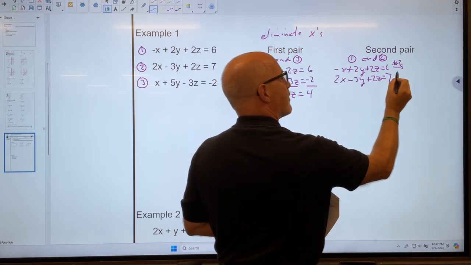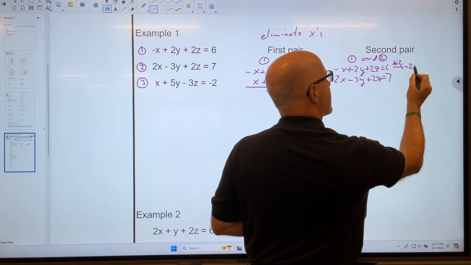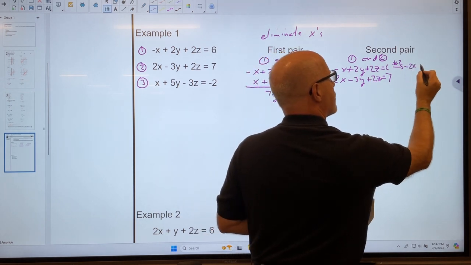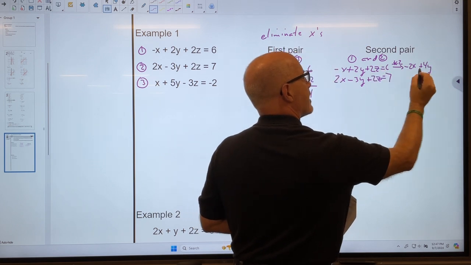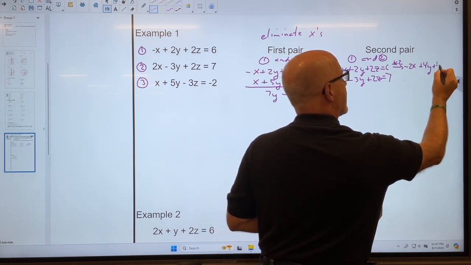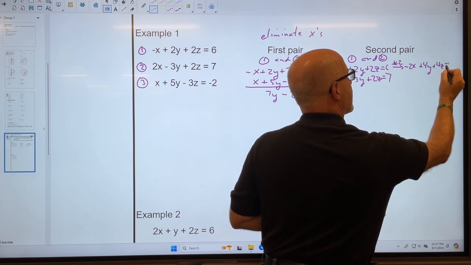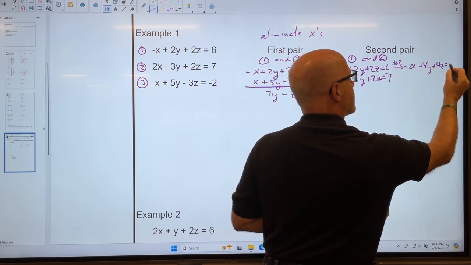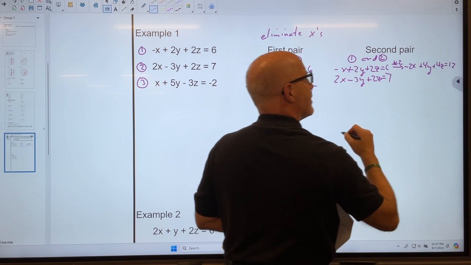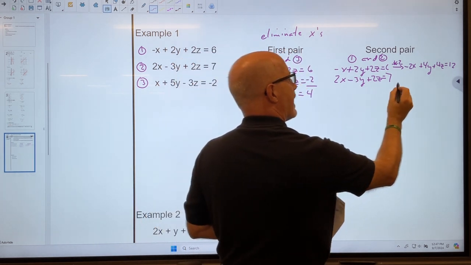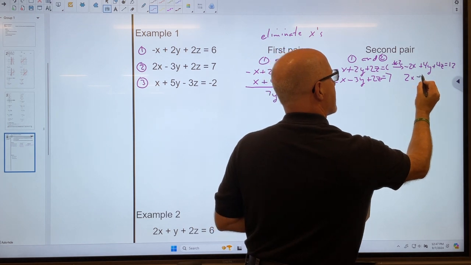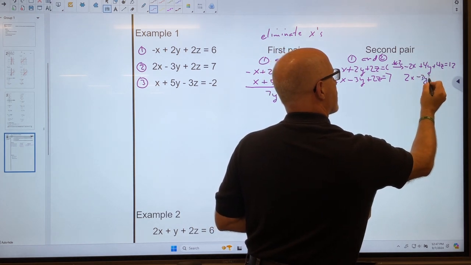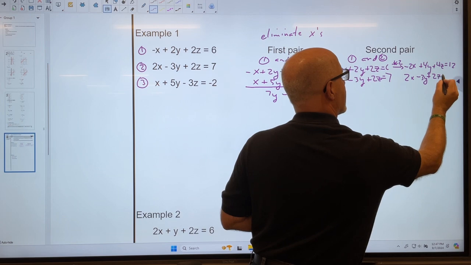And so I've got my first equation is -2x plus 4y. And then 2 times the 2z is plus 4z equals 2 times 6 gives me 12. And I'm going to just list the second one as is. I don't need to change anything on it. So 2x minus 3y plus 2z equals 7.